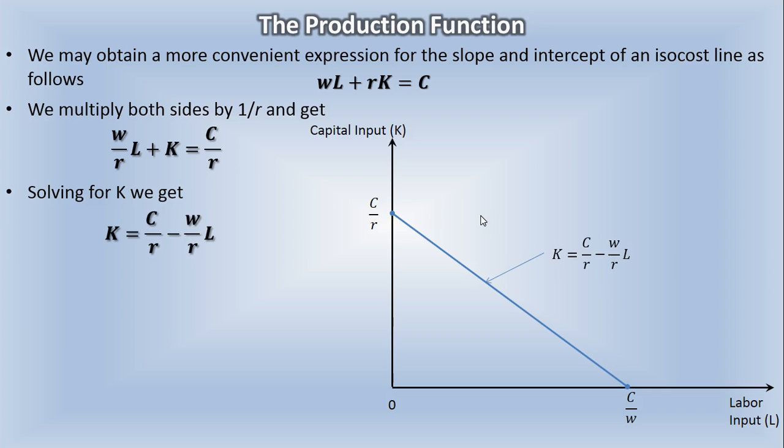And so here again is our y-intercept, representing the most amount of capital that can be employed if only capital was used under this cost constraint. And then this is the slope of the isocost line. It's the ratio of the price of the input on the x-axis to the price of the input on the y-axis. Much like the slope of the budget constraint was equal to the ratio of the price of the good on the x-axis to the price of the good on the y-axis. So it's got the same mathematical properties.